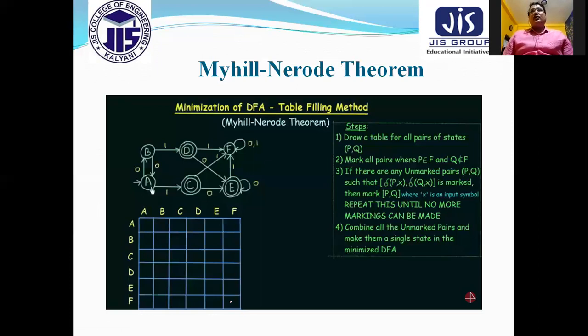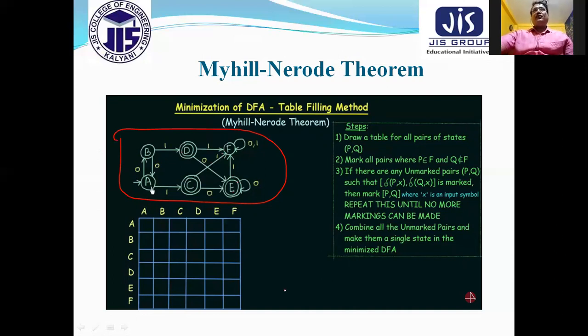So now we are going to the main method which we are going to discuss today, the Myhill-Nerode theorem. Suppose this type of DFA is given. First tell me whether it is a DFA or not. Here, for every input, we are getting only a single state. You can see, if I take one input here, one single state. So this is obviously a DFA.